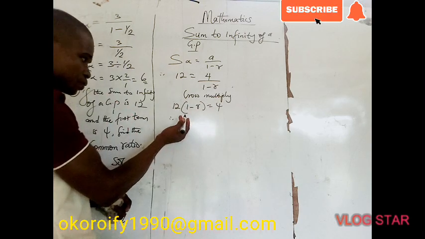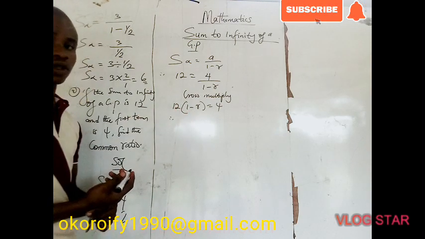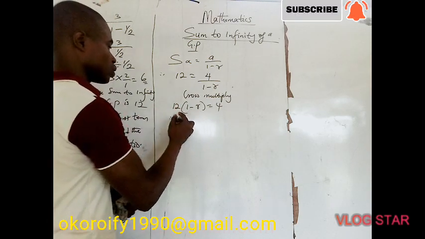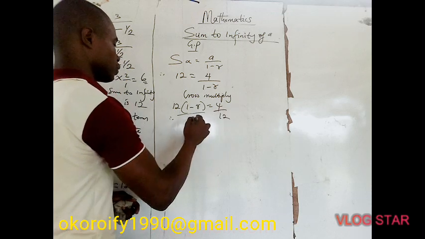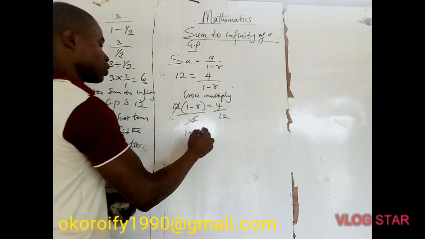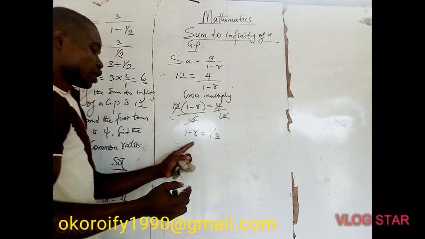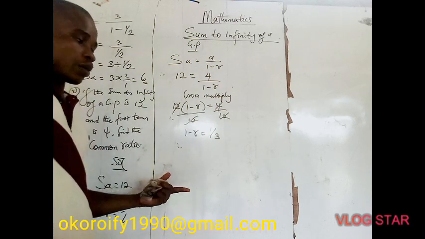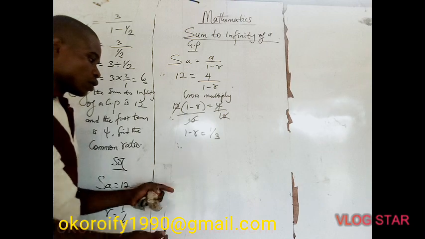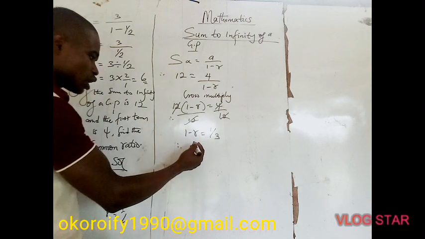So we make 1 minus r the subject of the formula. Making 1 minus r the subject of the formula, you divide both sides by 12. So 12 cancels 12, and we have 1 minus r is equal to 4 over 12, which gives us 1 over 3. Therefore, make r the subject of the formula.